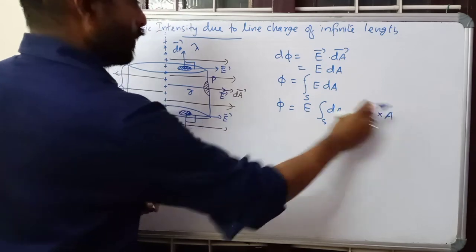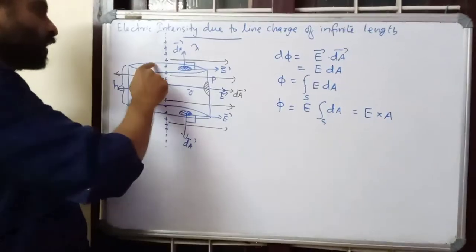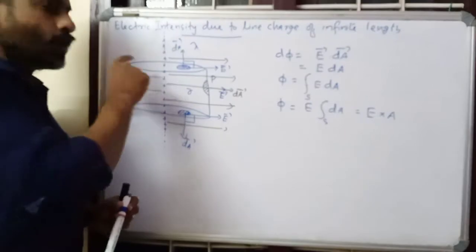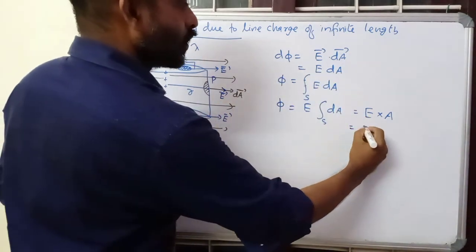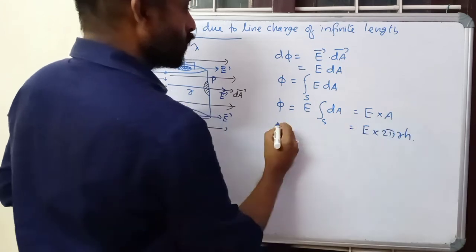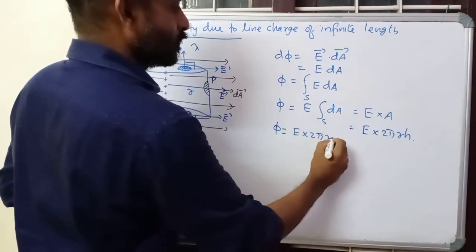What is A? A means the curved surface area of the cylinder. We do not consider the flat faces, only the curved surface area. What is the curved surface area of a cylinder? It is 2 pi r h, where h is the height of the cylinder. Substituting, flux phi is equal to E into 2 pi r h.